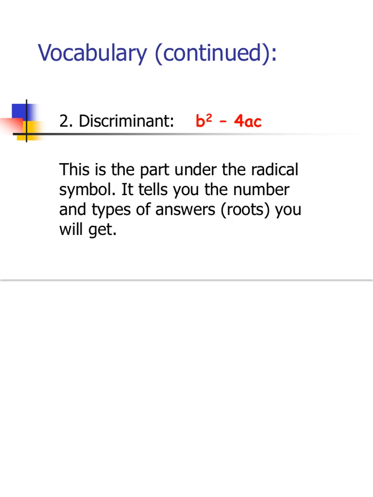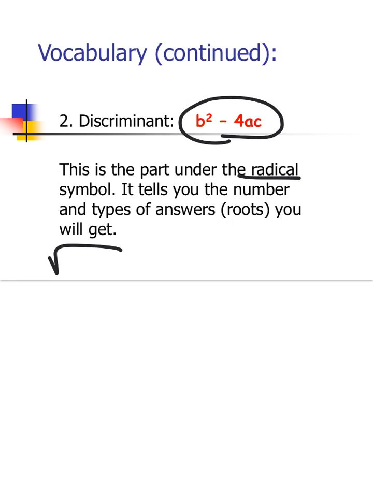Our second vocabulary term is discriminant. That is b squared minus 4ac. It's a value. Notice that it is the part from the quadratic formula that is under the square root symbol, the radical symbol. That value, the discriminant value, tells you the number and types of answers that you will get.